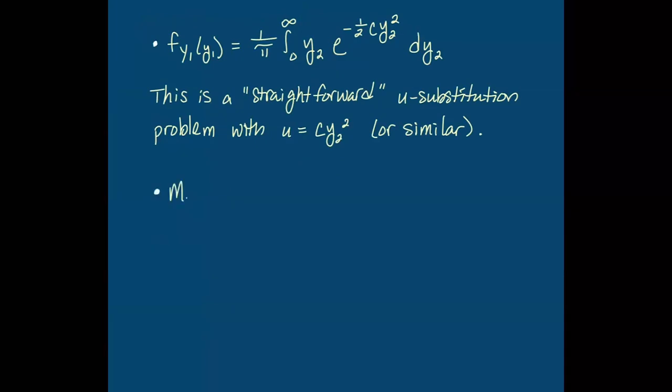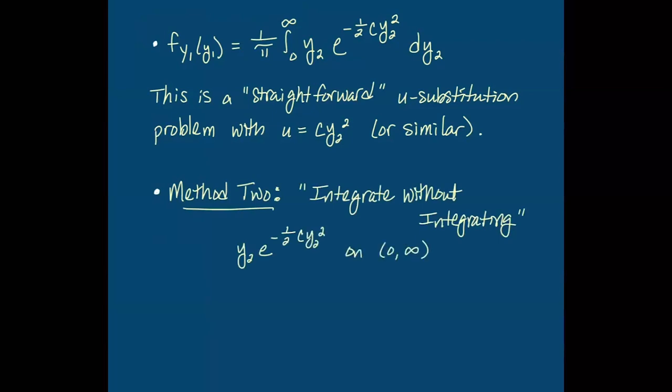Method 2 for computing this is our new integrating without integrating approach. Here, I'll focus in on the variable part of the integrand, ignoring constants. Do you recognize this PDF? If you go to the continuous side of your table of distributions, you can begin to narrow down the search by first considering all distributions whose support is 0 to infinity.